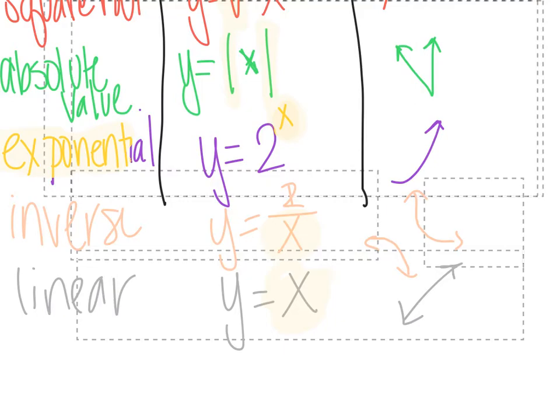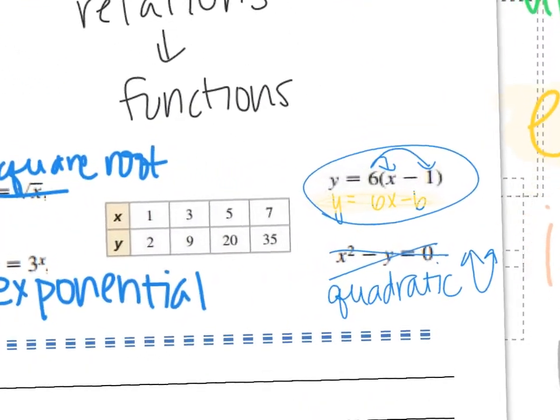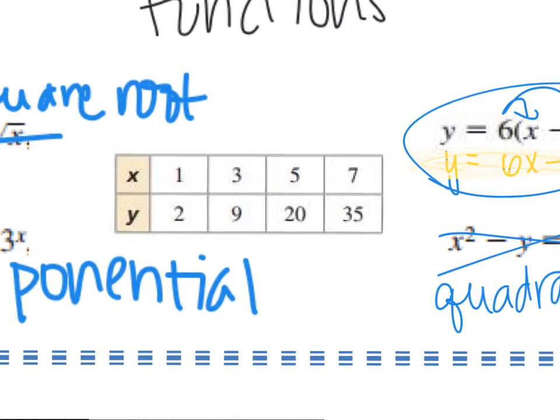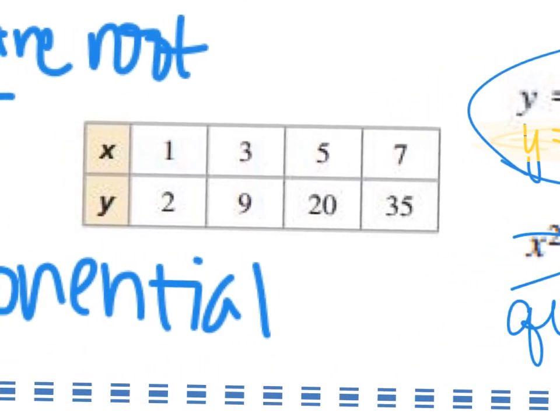So going back to the notes, we have one more that we have to do, and this one's a table. And it's a little bit hard to tell in a table if something is linear. But remember, if it's linear, it has a constant rate of change.